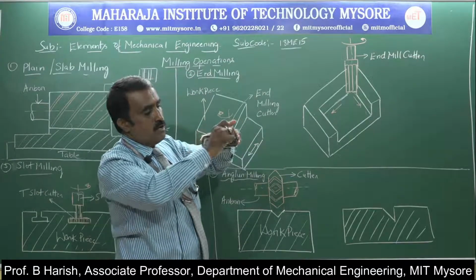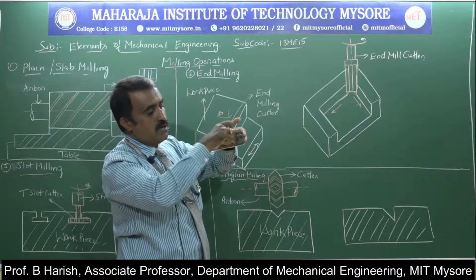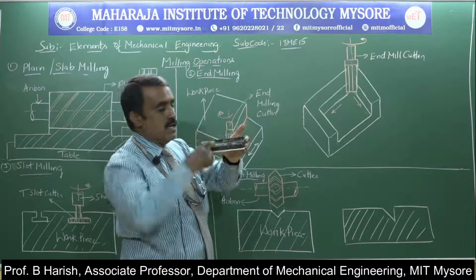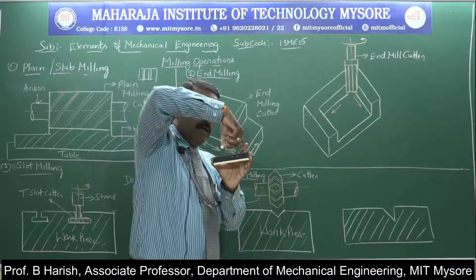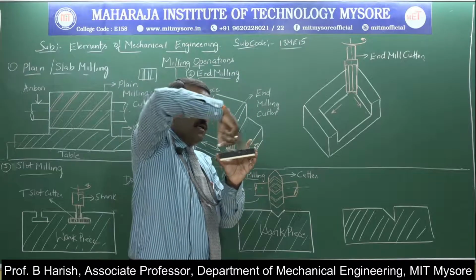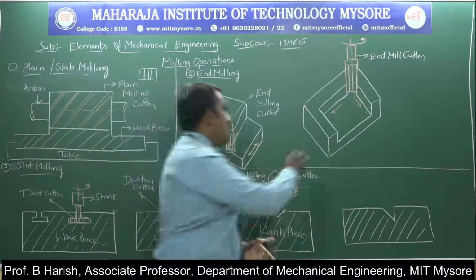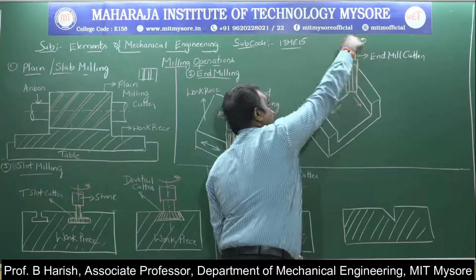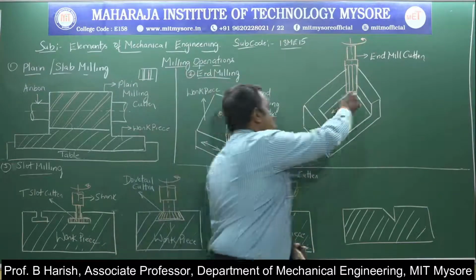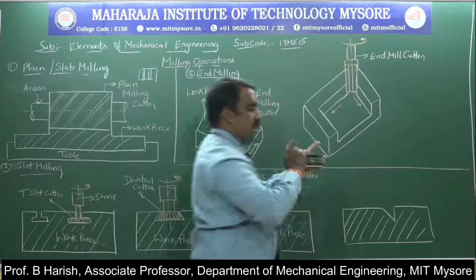You have to remove the material in this slot. You want to create a slot. So the cutter will be placed here, and it will move in this direction, from edge to edge. As it moves, it removes the material. This is the end, this is the direction of movement, and this is the direction of rotation of the milling cutter. So it moves like this, then the slot is made.